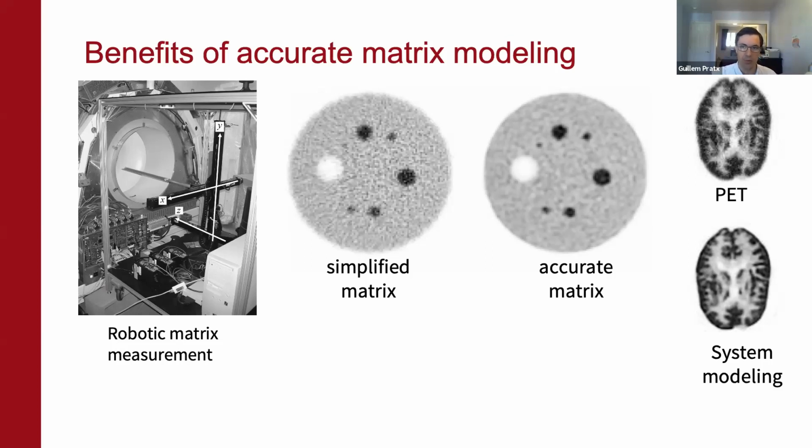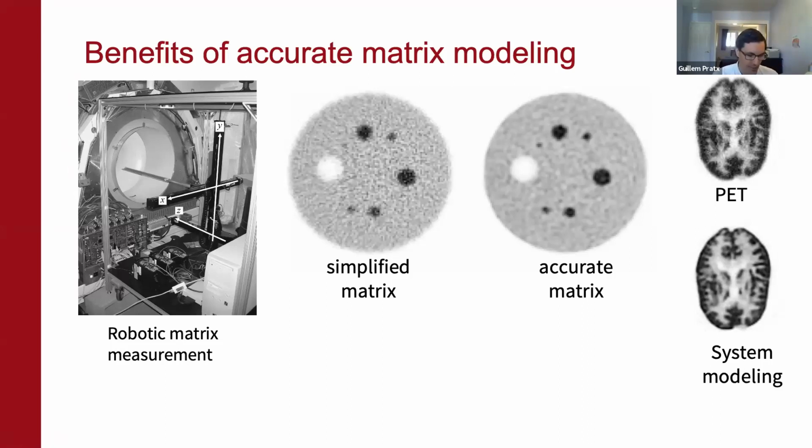This is an example showing the benefits of using an accurate system matrix versus a simplified matrix. What people did here is that they took a point source and used an XYZ robot to scan the point source inside. So this is the PET scanner here. This bore is where the patient would go. They're scanning the point source inside the bore of the scanner, and for each position of the point source, they're measuring a sinogram.